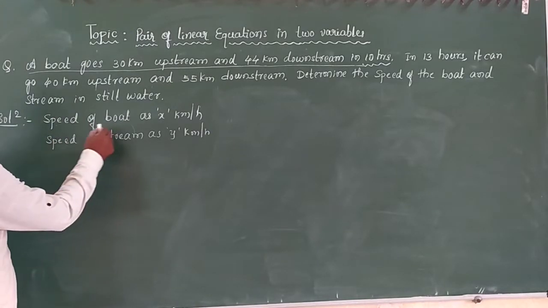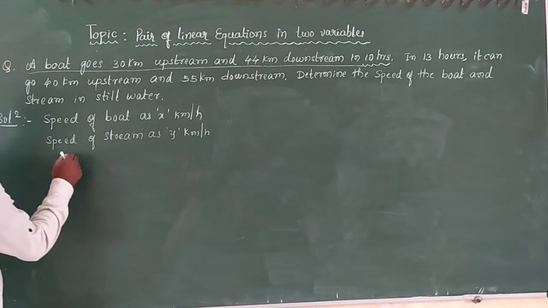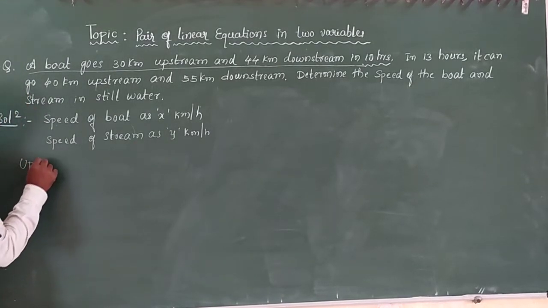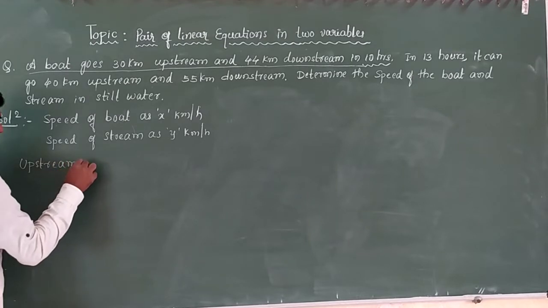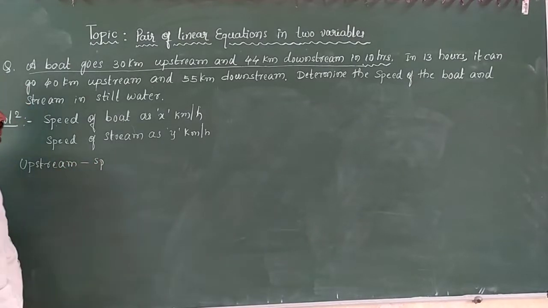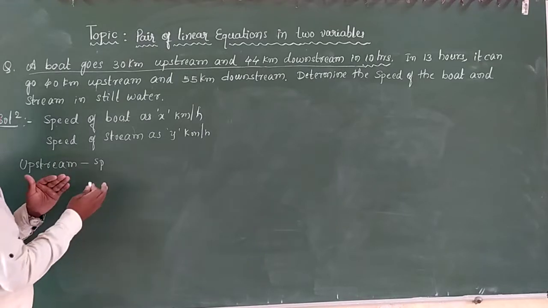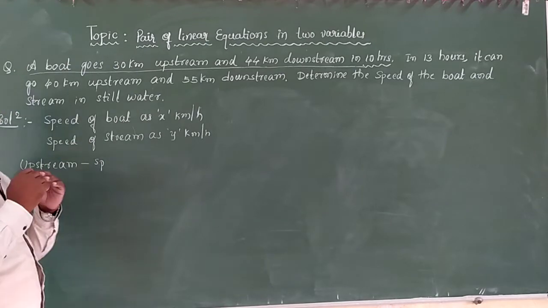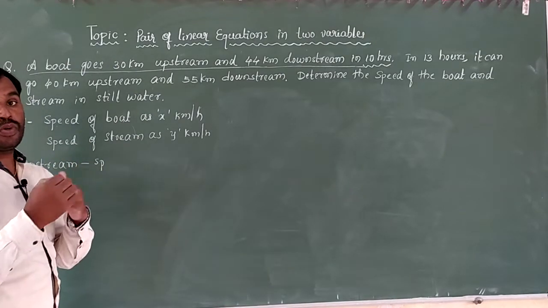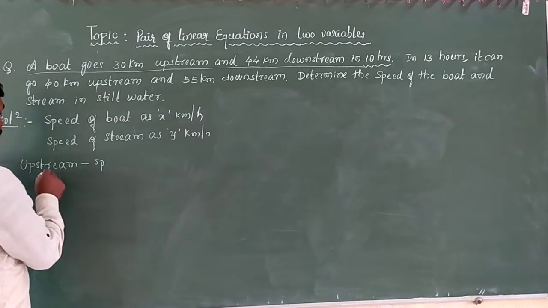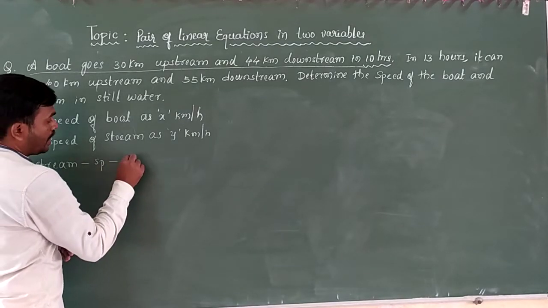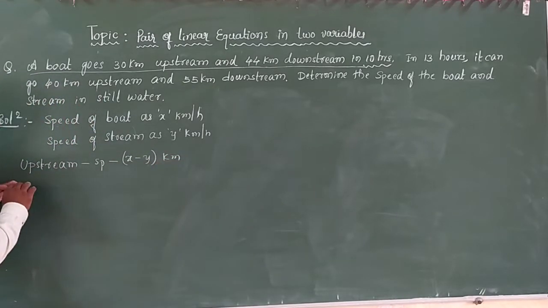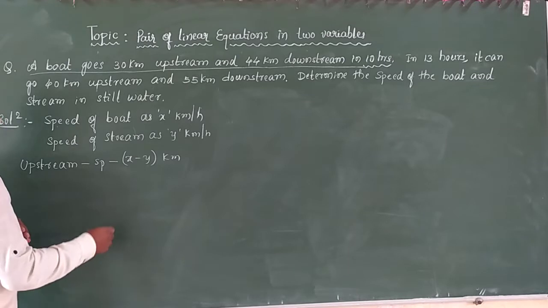So let us take the speed of the boat as x km per hour and the speed of the stream as y km per hour. If it is upstream, we have to subtract the speed of the water from the boat, because it is moving opposite to the direction of flow of water. So when it is upstream, the speed becomes x minus y kilometer per hour.